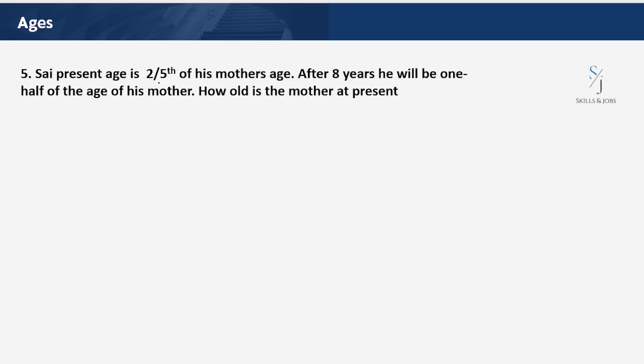Now let us see the next problem. Sai's present age is 2/5 of his mother's age. After 8 years, he will be 1/2 of the age of his mother. How old is the mother? So we need to find out here mother's age. Okay. So read the first part of the question first. Sai's present age is 2/5 of his mother's age. So what we will do, mother's present age is equal to x. Okay.